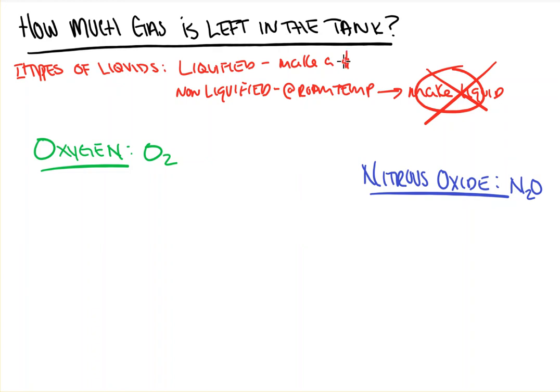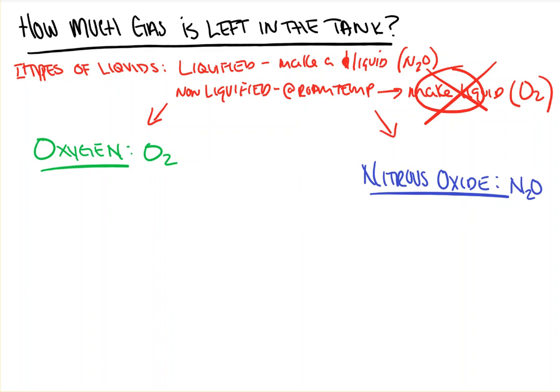The examples that we're going to use, like I mentioned before, are nitrous oxide and oxygen. They're the two that we talk about in this video. Now, whether it's liquefied or non-liquefied is important because it has implications as to being able to determine how much is actually left in the tank. So let's go ahead and start with oxygen, one of our non-liquefiable gases, denoted here as O2.